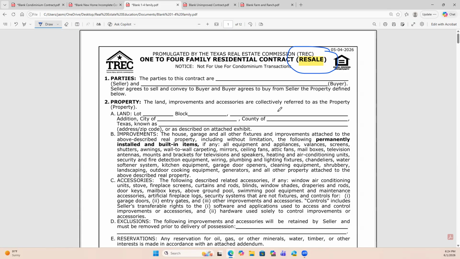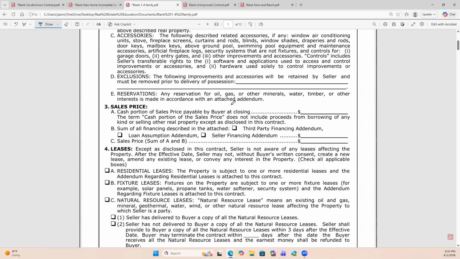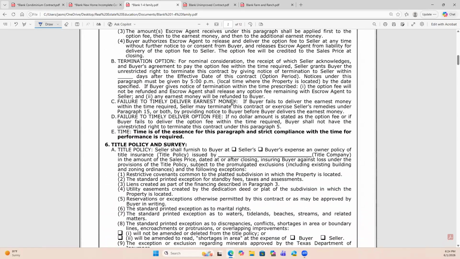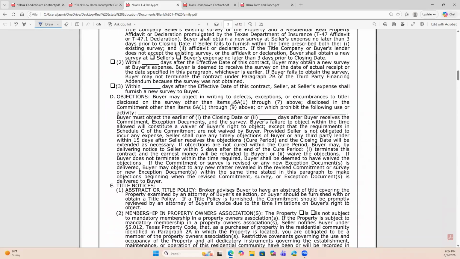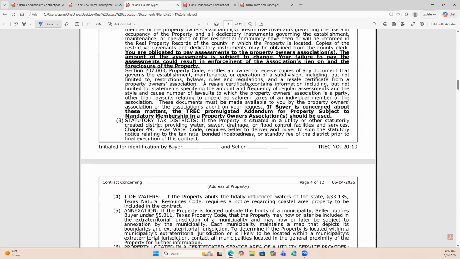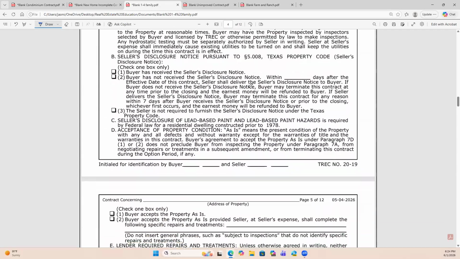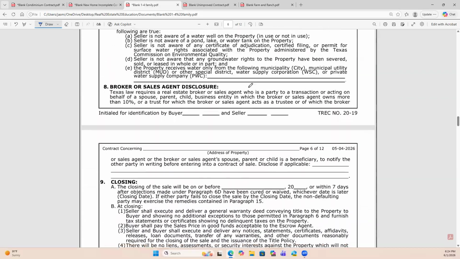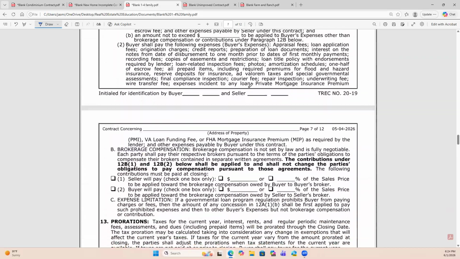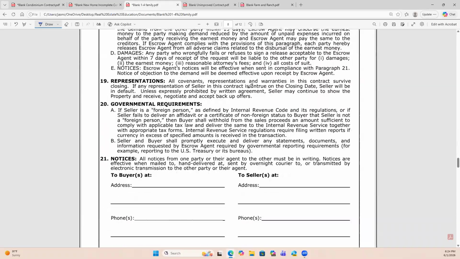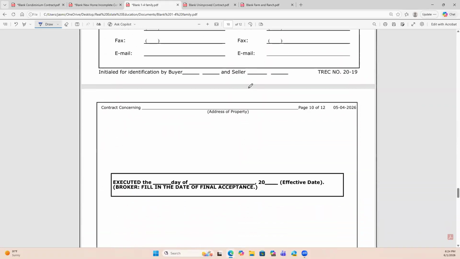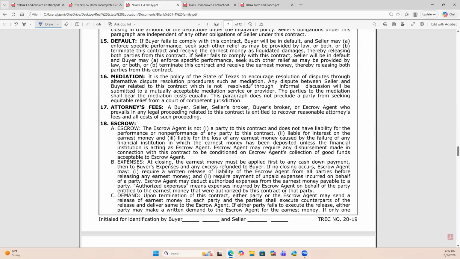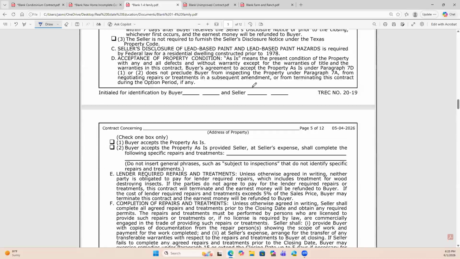This contract we know. Parties, property description, we know this. We've gone through this with a fine-tooth comb lately because this is a new contract and we went through all the new stuff. We should know this contract front to back. But this is the newest version. If you want to start using it, you can. The only difference again is that this is for resales only.